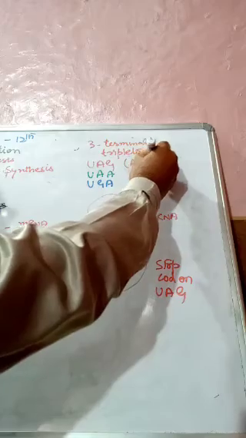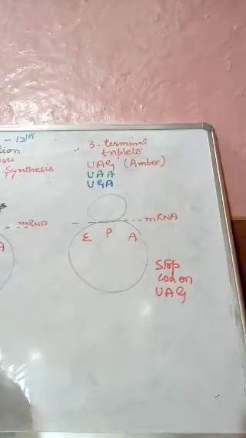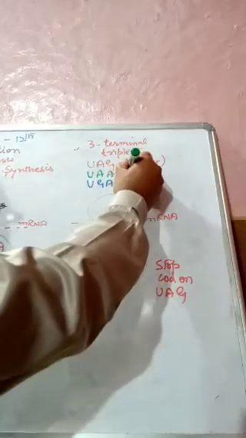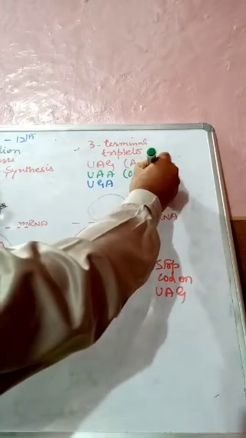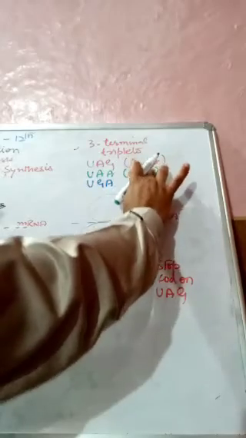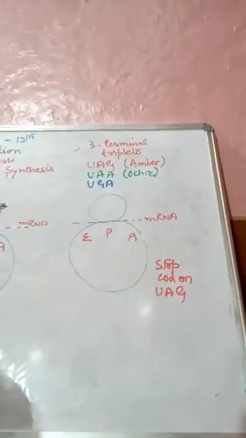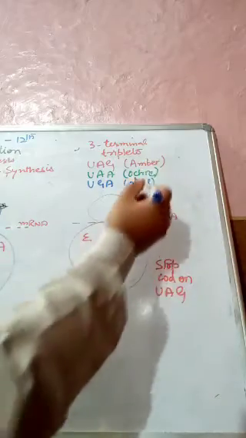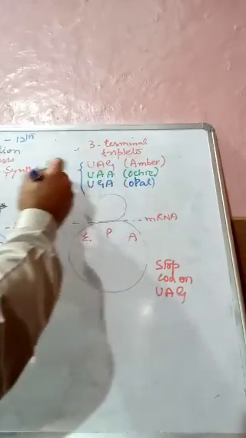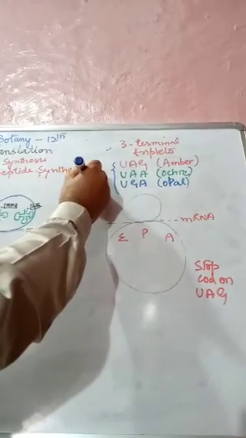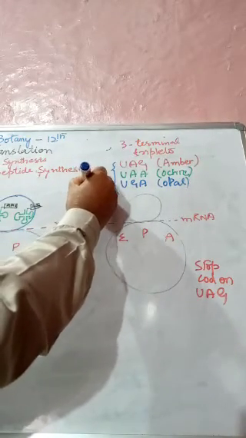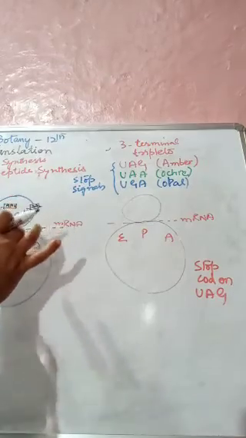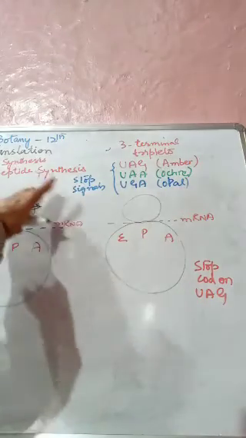This UAG is also called amber. This UAA is also called ochre, and this UGA is also called opal. These three are also called stop signals.